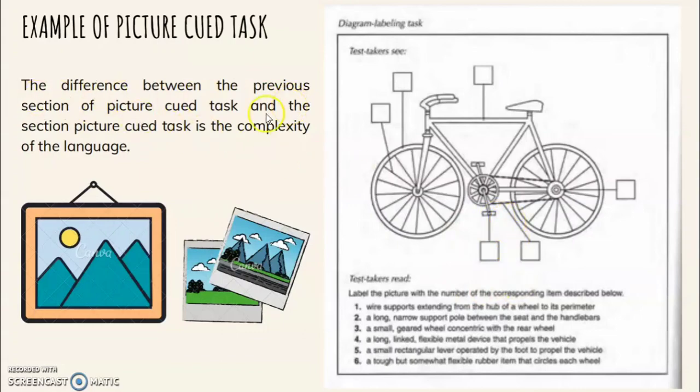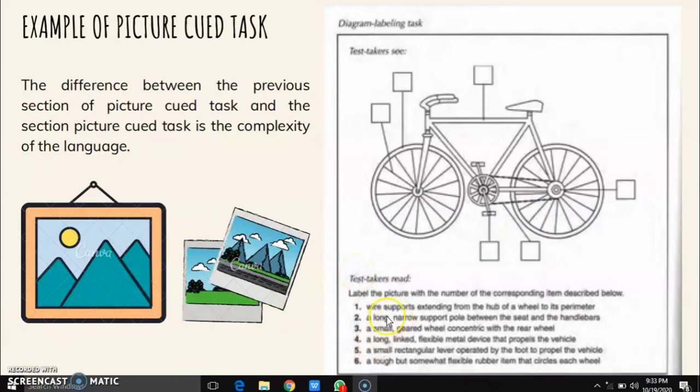The difference between the previous section of picture cue task and this section is the complexity of the language. Before, maybe we used the picture cue task to decide whether something is true or false. But in this section, students should identify the correct answer by reading some of the questions. Therefore, they will analyze every kind of answer that will fit perfectly in the identified labels.